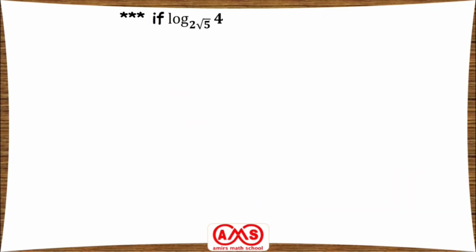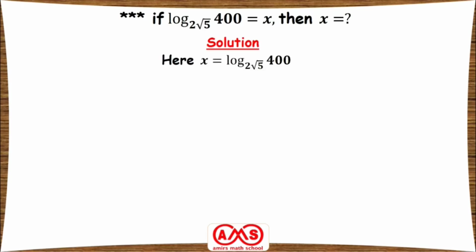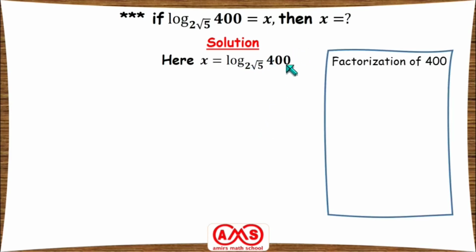Now let's see another problem, that is, if log 2 square root of 5 base 400 equal to x, then what is the value of x? Solution of this equation: here x equal to log 2 root 5 base 400. So in this case we have to factorize this 400 so that we can write it as a power of this term, that is, 2 root 5.